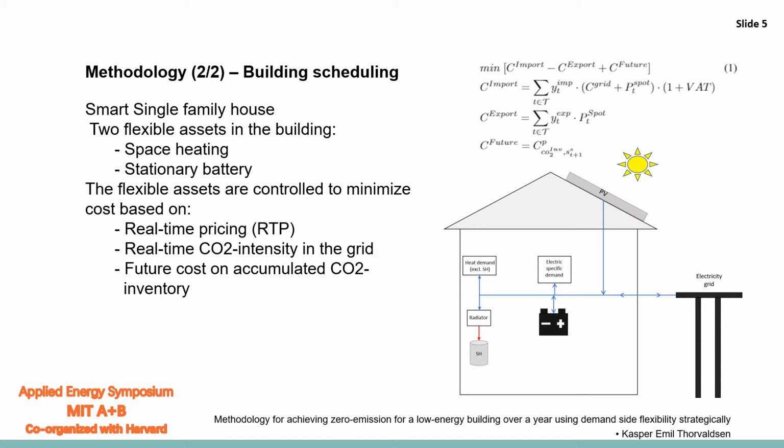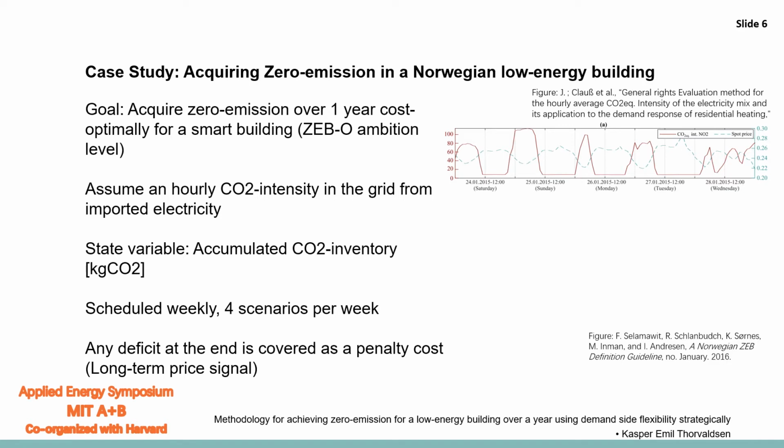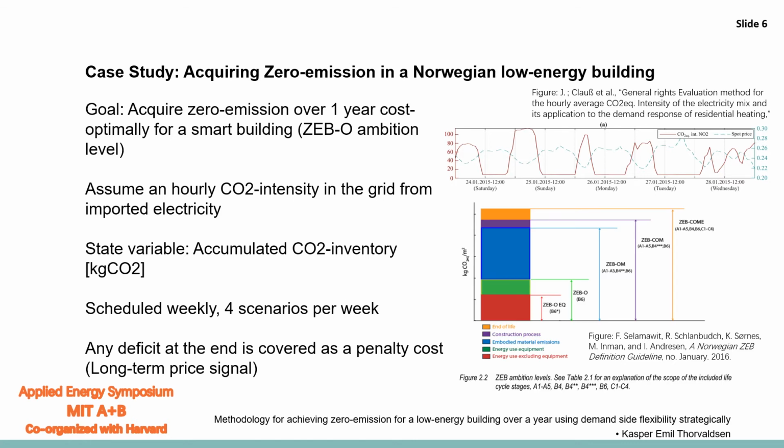So to test the performance of this methodology, we now introduce a case study surrounding a low-energy building located in southern Norway, where we try to schedule this building optimally so that it can reach a zero-emission goal over the course of 1 year. This zero-emission goal is defined as a ZEB-O ambition level, which, as shown on the figure on the bottom right, is a level where we only consider the electricity usage or energy usage during the use phase. In this case, we only consider the electricity usage.